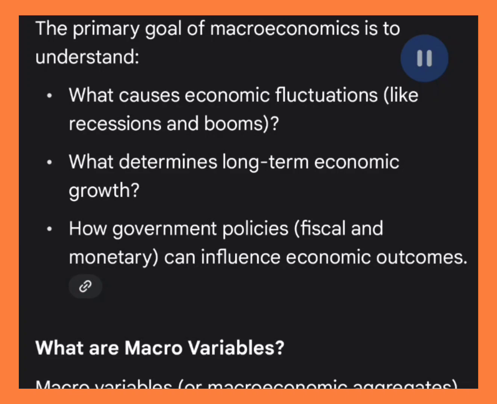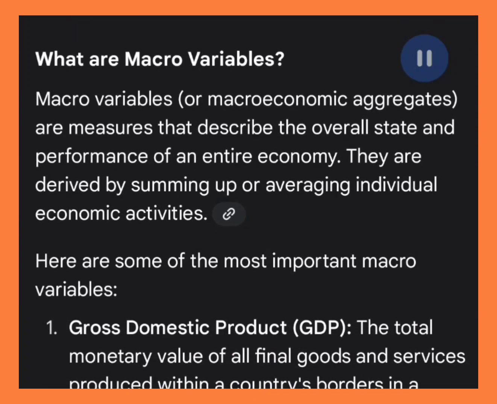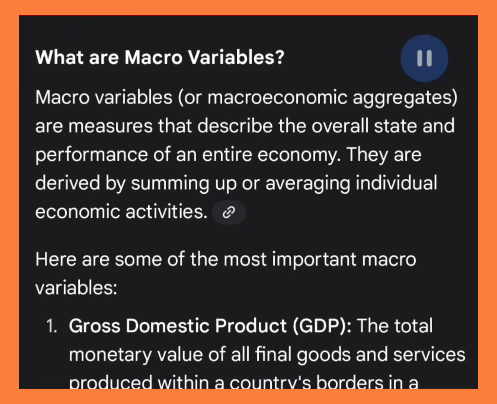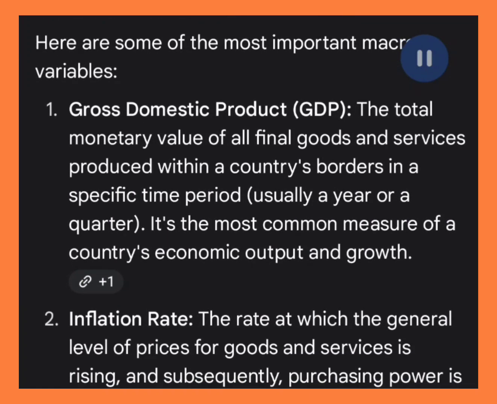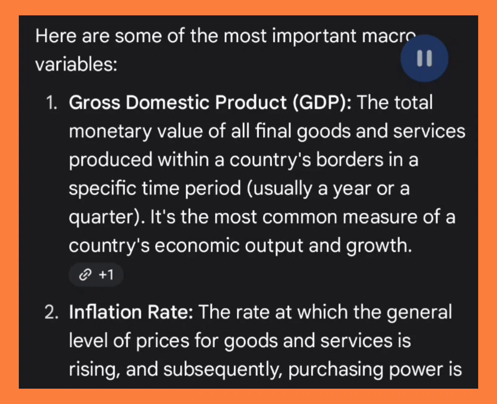What are macro variables? Macro variables, or macroeconomic aggregates, are measures that describe the overall state and performance of an entire economy. They are derived by summing up or averaging individual economic activities. Here are some of the most important macro variables. 1. Gross domestic product, GDP. The total monetary value of all final goods and services produced within a country's borders in a specific time period, usually a year or a quarter. It's the most common measure of a country's economic output and growth.